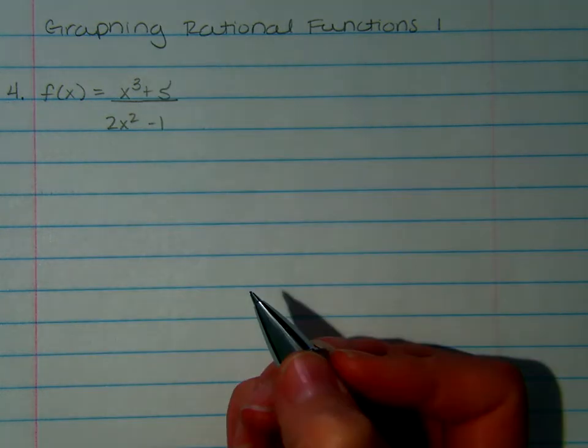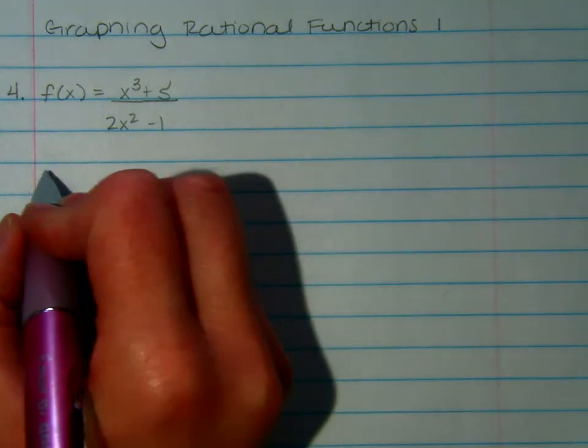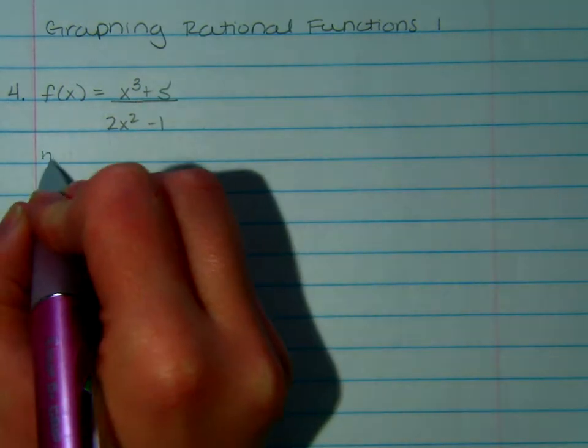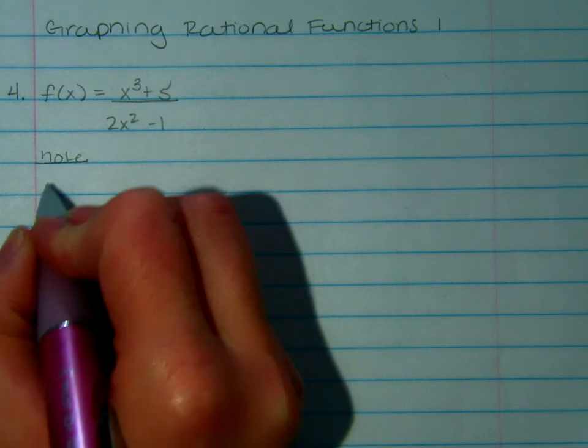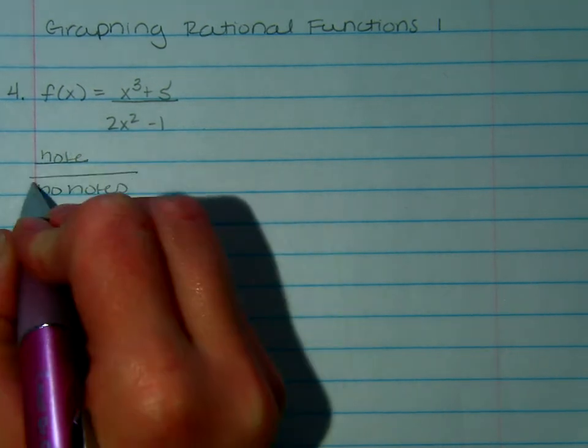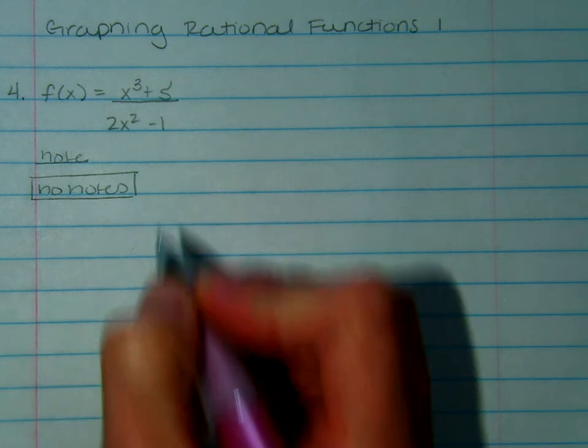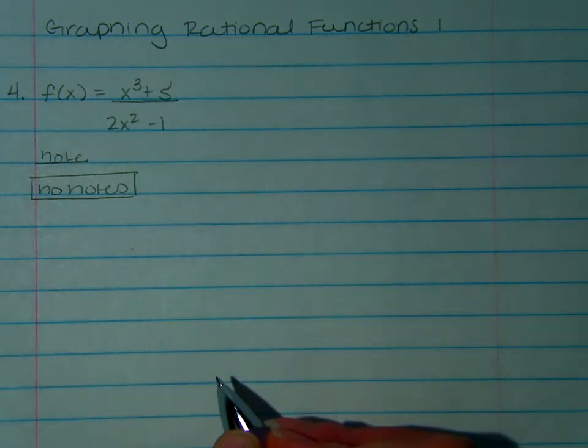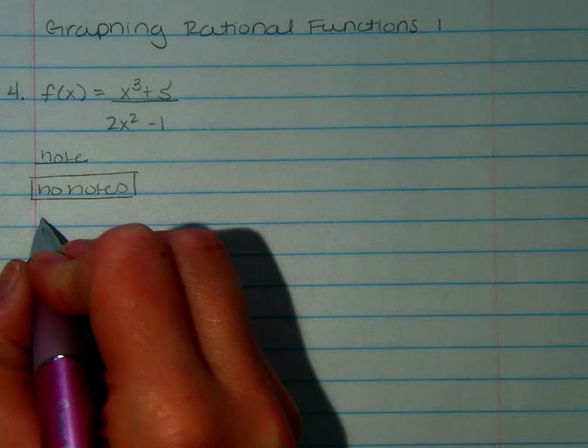And what that means is there are no holes. Now, we're not going to just skip that. We're still going to note that there aren't any, so I'm going to say no holes. And that's important. We don't want to forget to find holes where they exist. So if there aren't any, we want to note that there aren't so that you don't forget that important first step. After we've established that there are no holes, the next thing we do is we find our vertical asymptotes.